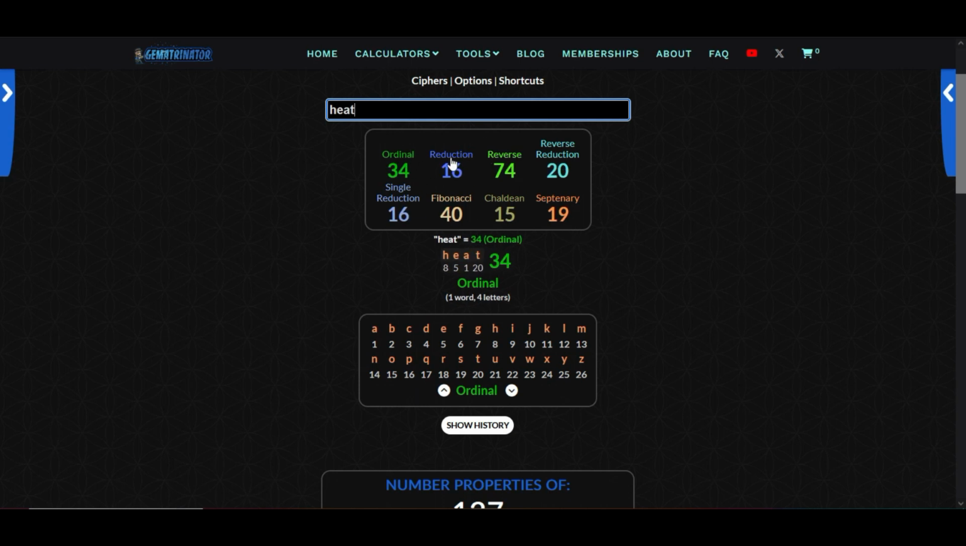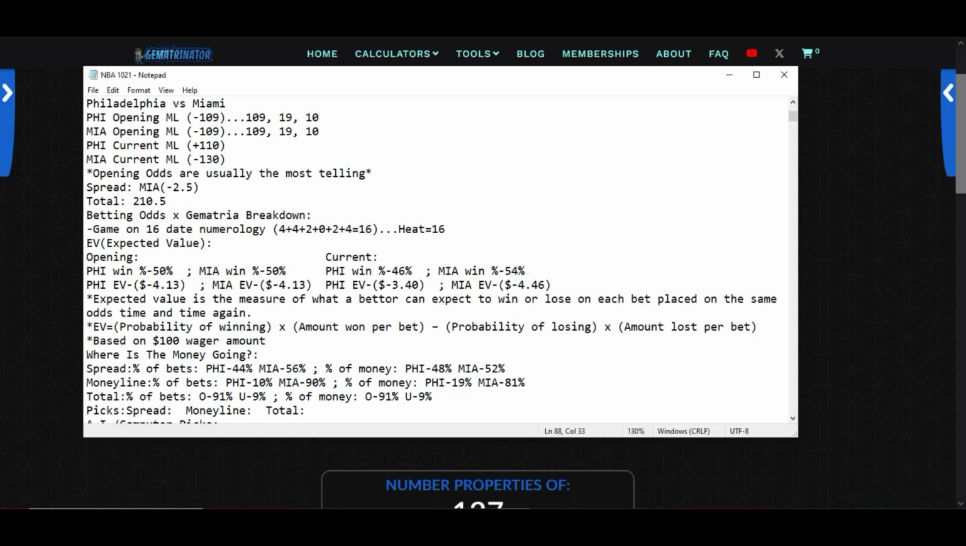You can see in reduction, single reduction and full reduction are the same when there is no S. If I include the S, it'll add 9 to the single, and it'll add another 9. That's just how it works because S is the 19th letter and is the only digit you have to reduce twice to get to a single.